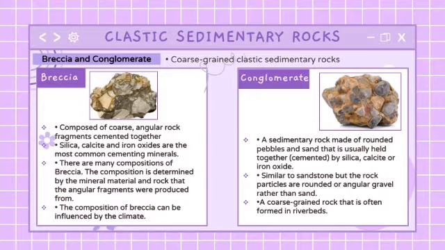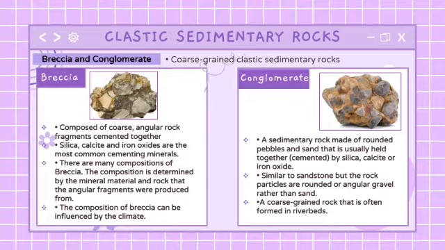Silica, calcite, and iron oxides are the most common cementing materials. There are many compositions of breccia. The mineral material and rock determine the composition that the angular fragments were produced from. The climate can also influence the composition of breccia.